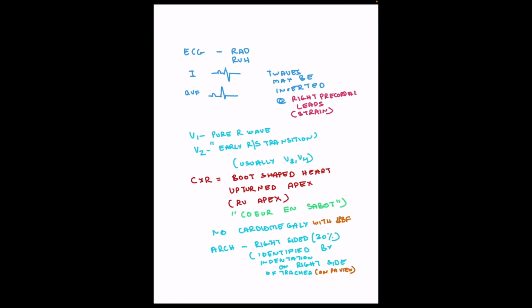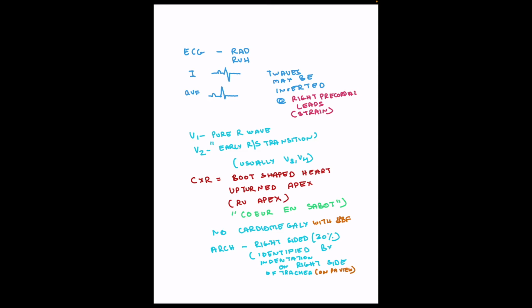In ECG, there will be right axis deviation and right ventricular hypertrophy. In severe RVH, T waves may be inverted in the right precordial leads, often known as the strain pattern. V1 will have pure R waves, but quite characteristic of TOF is the early R to S transition seen in V2. Usually it is seen in V3, V4, but here in TOF it occurs in V2.